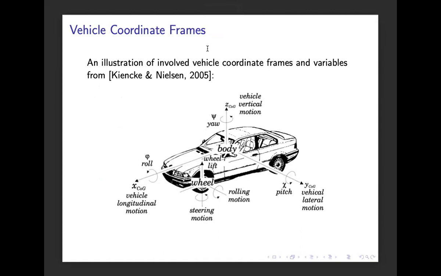So let's go into a bit more detail about vehicle modeling. Here is an illustration from a book on vehicle dynamics of a car, and say that this is the system that we are going to model. We have a coordinate frame with three axes: the x-axis, y-axis, and z-axis. The x-axis is oriented towards the longitudinal direction of the car. The y-axis corresponds to the lateral motion of the car. And the vertical motion is along the z-axis.